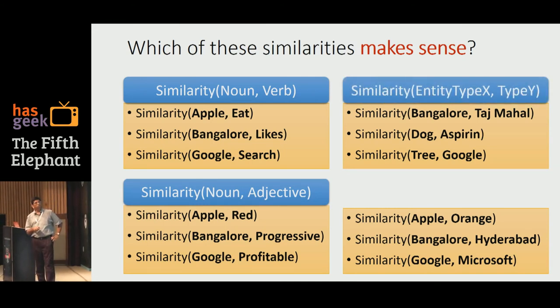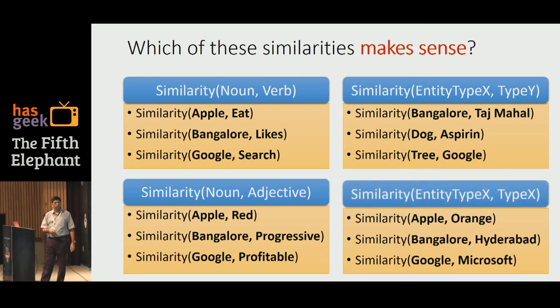That doesn't mean anything. They have to belong to different spaces, if you will. Similarly, I can't do similarity between entities of two different types. Even if both are nouns, Bangalore is a noun, Taj Mahal is a noun, but I still can't do similarity because it doesn't mean anything. They are entities of different types. So it's not just about part of speech, it's about entity type. And here we can do it, because all these are entities of the same type.